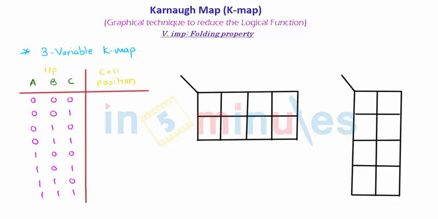So let us start with the 3 variable K-map. So this is a 3 variable K-map. Definitely the cell positions correspond to the inputs, and while 3 inputs are present, there will be 2 raised to 3, 8 cells available. So let us see how we are arranging these 8 cells, from cell number 0, 1 all the way to 7.